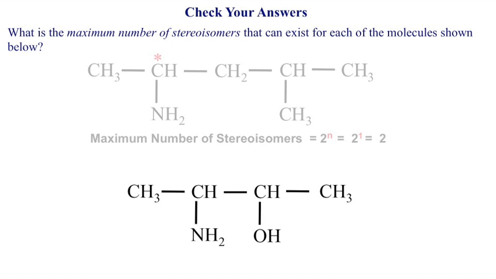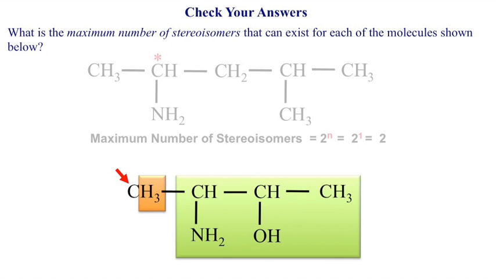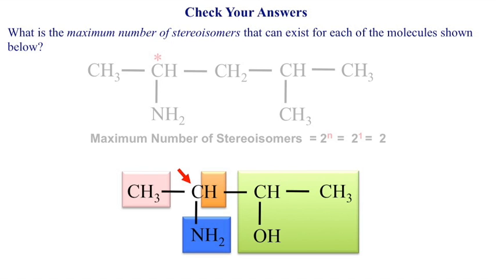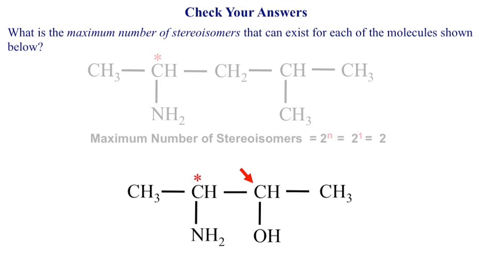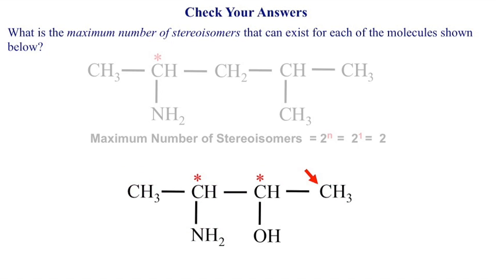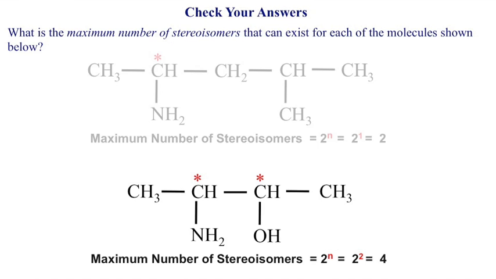Now let's consider the second molecule. The leftmost carbon is not chiral, it's bound to 3 hydrogens. The carbon that's second from the left is chiral. It's bound to 4 different groups. The third carbon from the right is also chiral. It's bound to 4 different groups. The rightmost carbon is not chiral. It's bound to 3 hydrogens. This molecule has 2 chiral carbons, therefore the maximum number of stereoisomers that can exist equals 2 to the n, which equals 2 to the second, which equals 4. This molecule will have 2 pairs of mirror images, 4 stereoisomers.